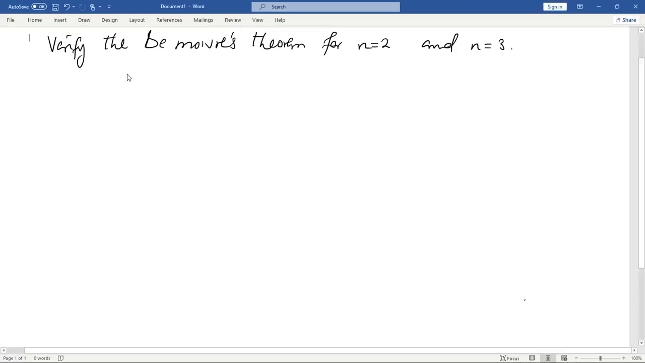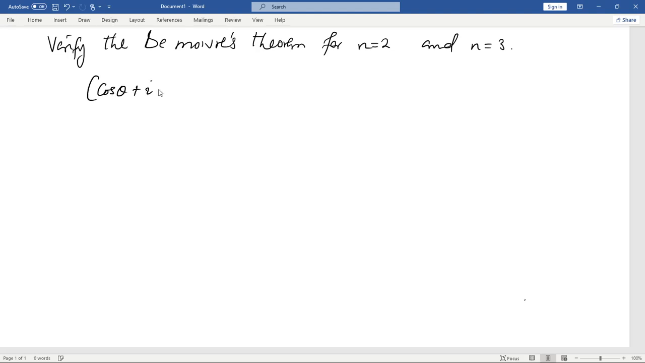So we have this question here that says verify De Moivre's theorem for n equals 2 and n equals 3. Now we know that De Moivre's theorem states that if you have (cos theta plus i sin theta) to the power n, this should be equal to cos n theta plus i sin n theta, like this here. So now let's check the values for n equals 2.